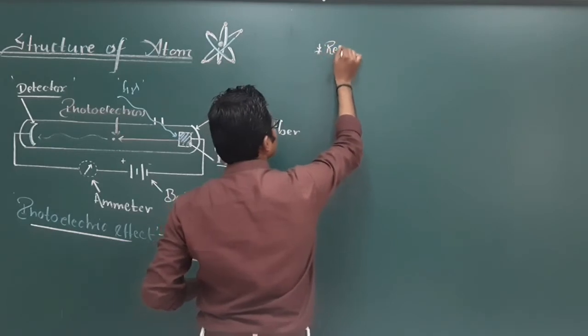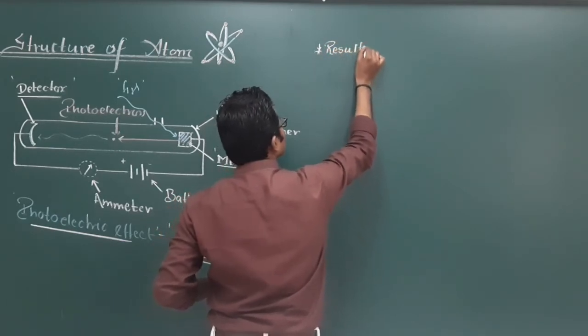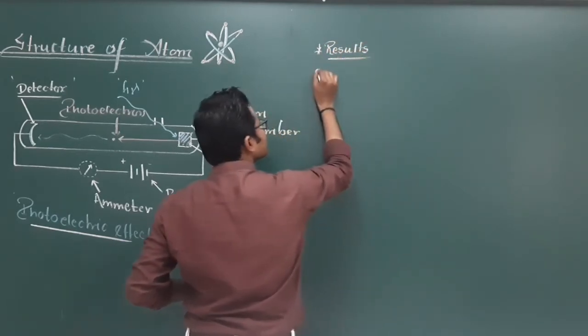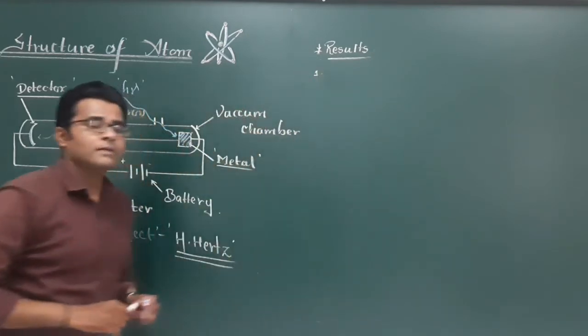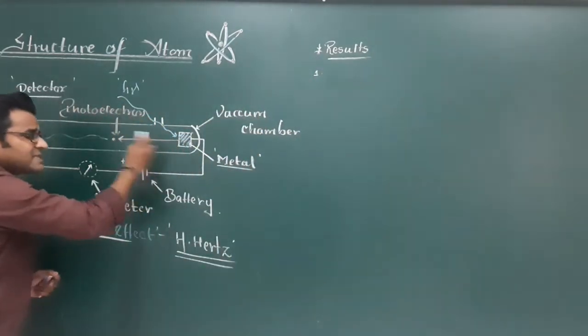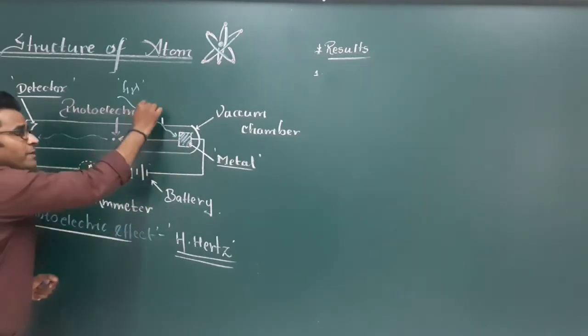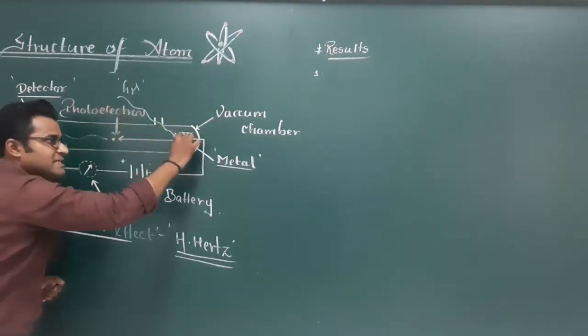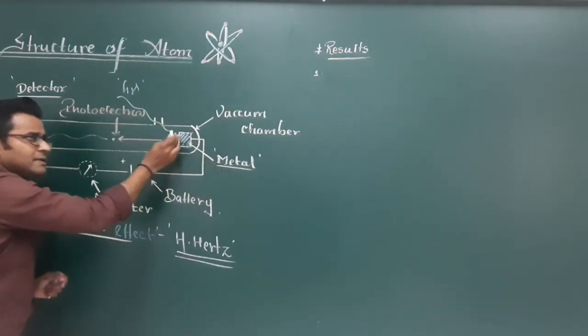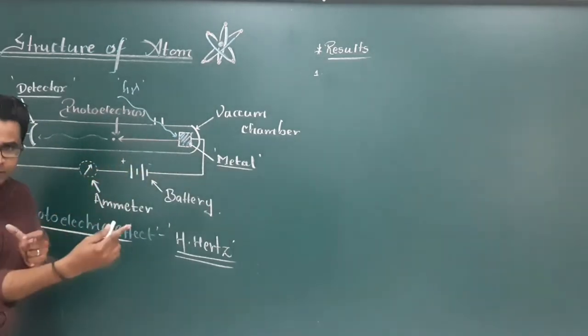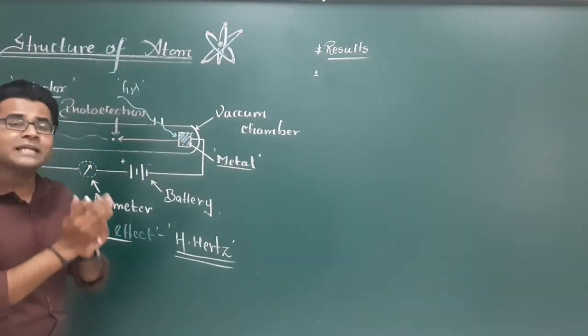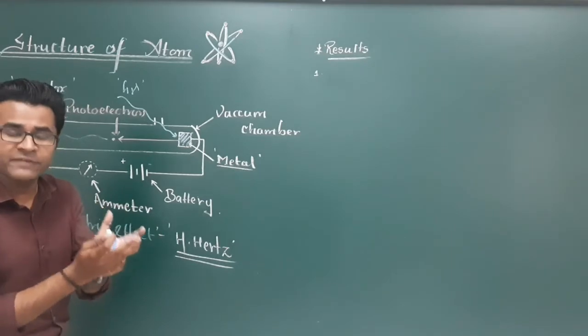So there are several results on which we have to concentrate. What are the results here? The first result is that this phenomenon is spontaneous. That means the moment a radiation strikes the surface of a metal, the electron is ejected. That means there is no time lag in this phenomenon.